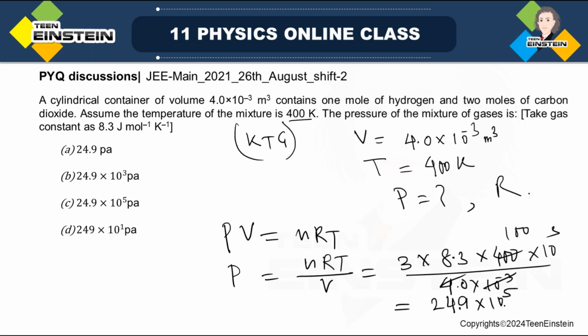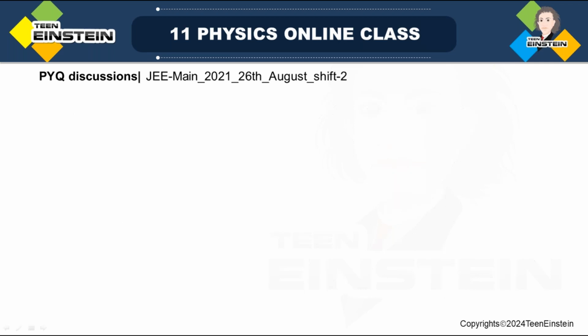so 24.9 into 10 to the power 5 Pascal. Okay, so this is actually in Pascal unit. Okay, so option C will be the correct answer for this question. Okay, so let us go to the next problem.